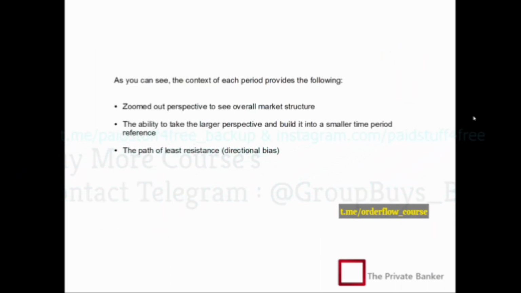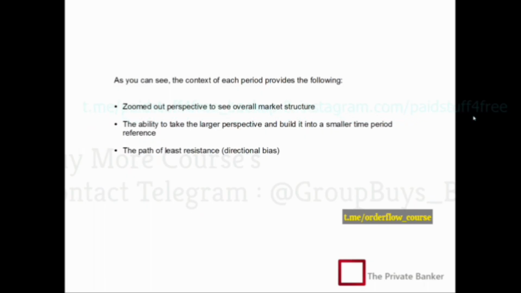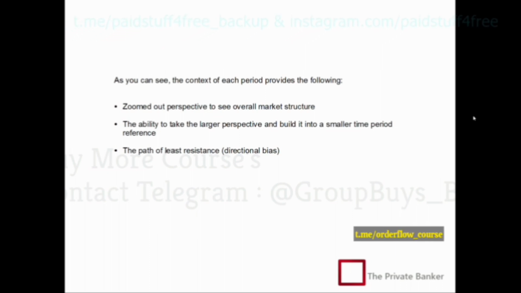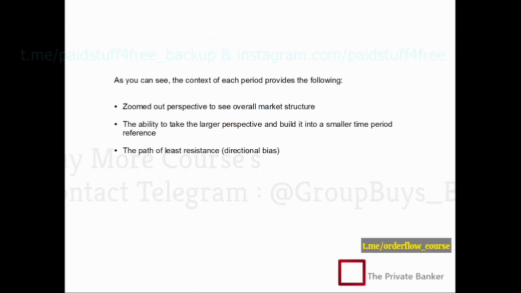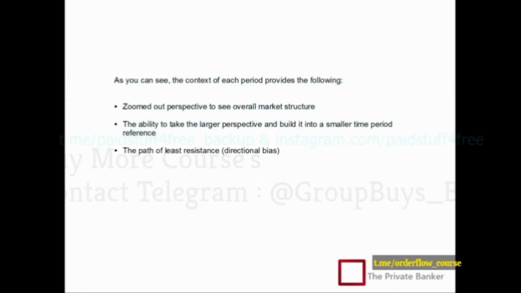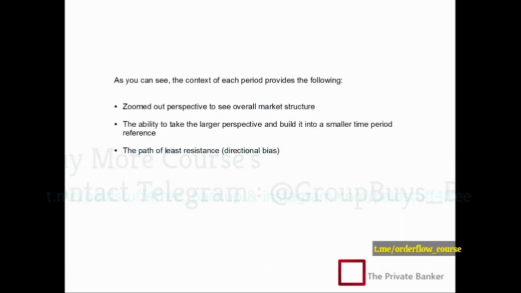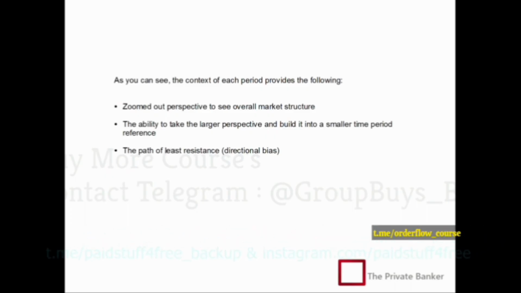So as you can see, the context in each period provides us with the following. As I've said before, it provides us with that zoomed out perspective to see the overall market structure. It provides us the ability to take the larger perspective and build it into a smaller time period reference. And of course, it provides us with the path of least resistance, in turn giving us a directional bias in terms of intraday or swing trading.